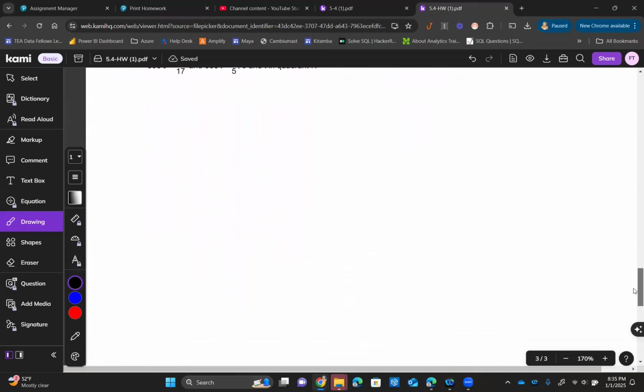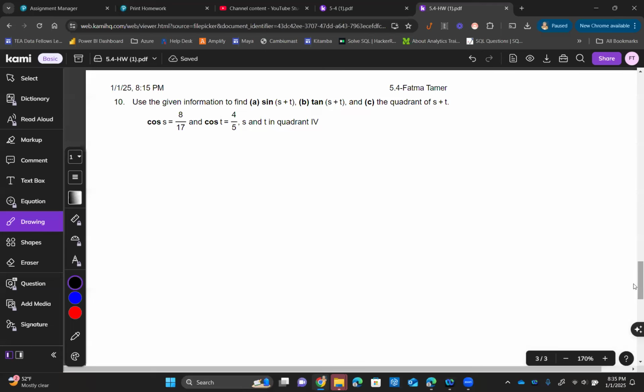And then this will be the last one I'm modeling from the homework. We have two angles, angle S and angle T. For this angle S and angle T, we want to first evaluate sine of angle S and sine of angle T. Then we want to evaluate the tangent of angle S plus T. And we want to find the quadrant. We already did a question like this, but we're going to review it one more time.